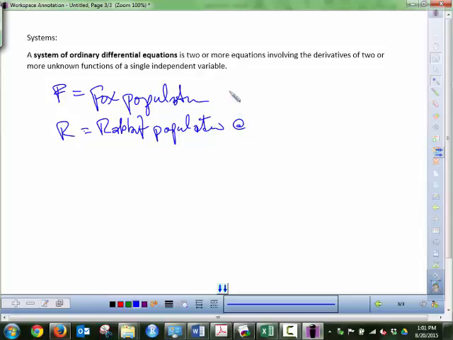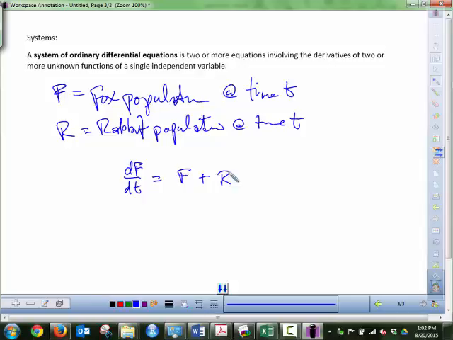And both of these would be at some time t. So we can say that these are dependent variables. These are functions that are dependent on some time t. And so one can say that the rate of change of the population of the foxes, so df/dt, is dependent on the population of the foxes plus the population of the rabbits or something like that.